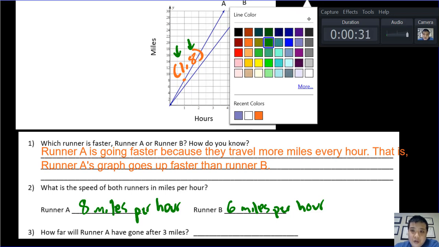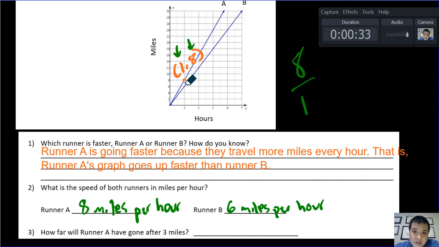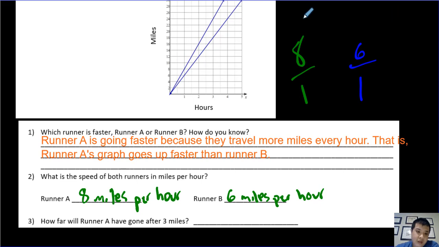And then for runner B, we can do the same thing and see that they only go 6 miles in the first hour. So 6 over 1, so therefore 6 miles per hour. The next question says, how far will runner A have gone after 3, that should say hours. Change that to hours. How far will runner A have gone after 3 hours of running?